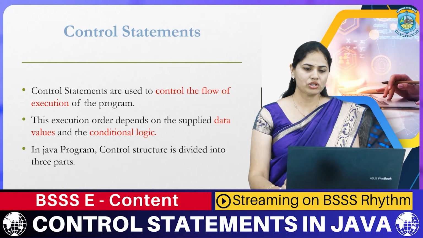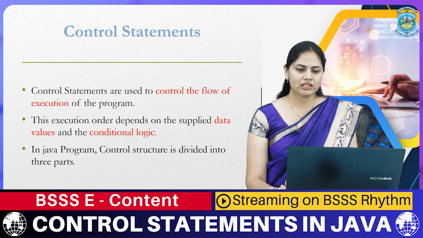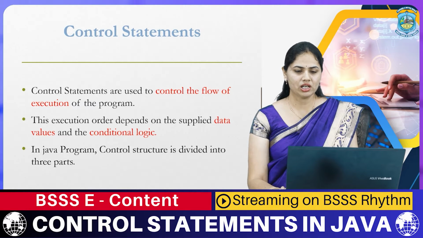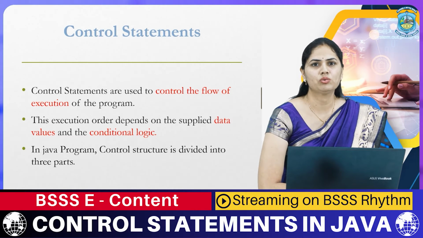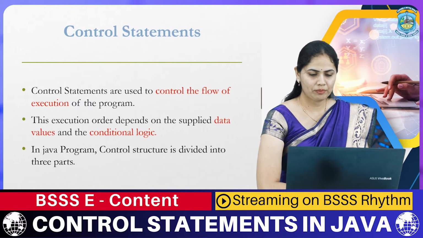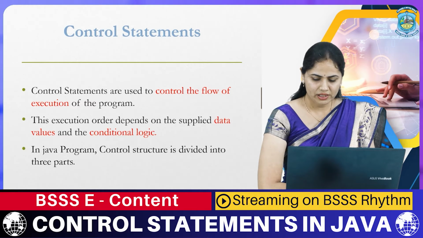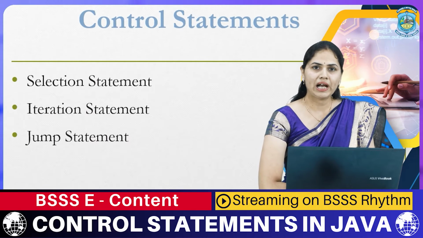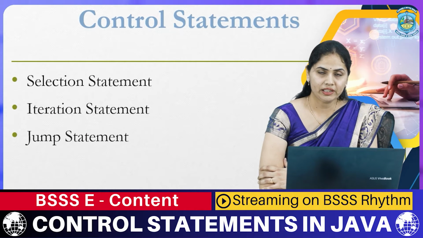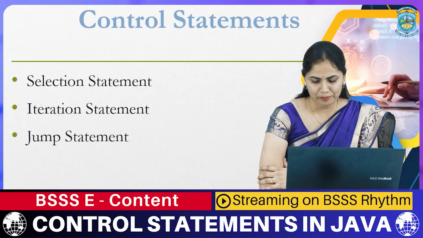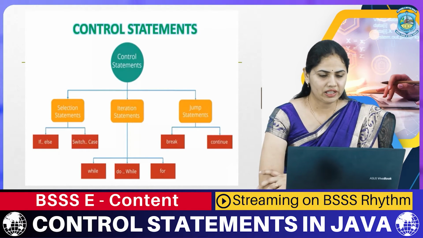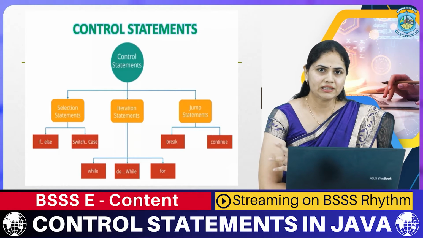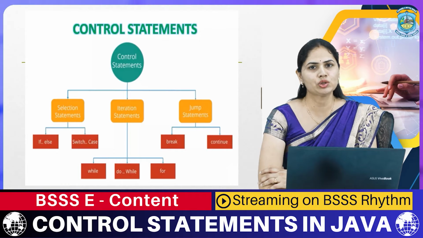This execution order depends on the supplied data values and the conditional logic. This conditional logic is also called conditions, which the user provides. In a Java program, control structure is divided into three parts: selection statements, iteration statements and jump statements. Selection statements are categorized into two parts, the if statement and the switch case statement.